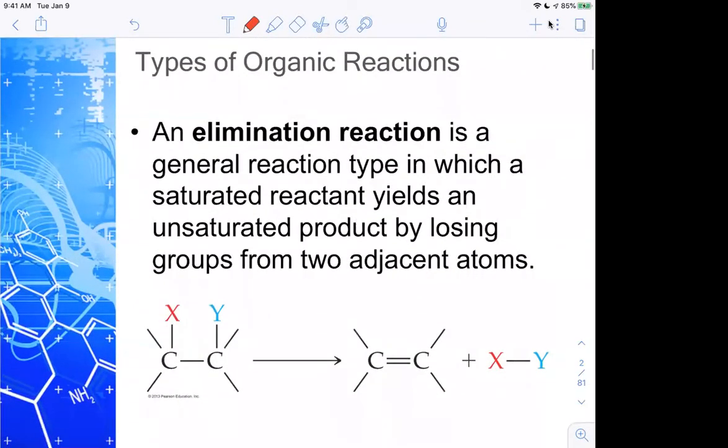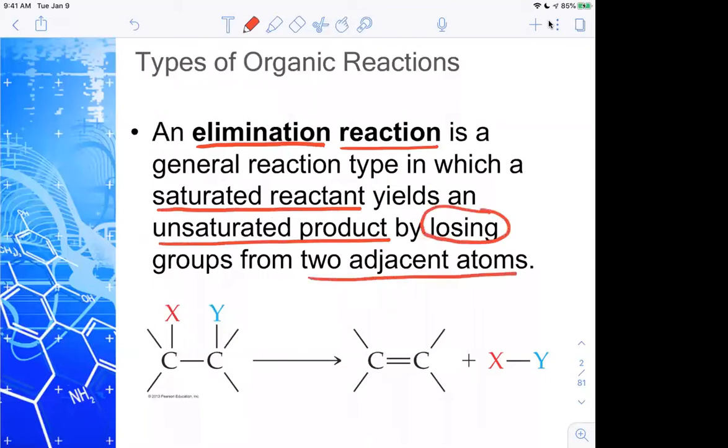There's another type of reaction that we're going to cover in a little bit called an elimination reaction. And this is where I have a saturated reactant that yields an unsaturated product. And this is eliminating or losing groups from 2 adjacent atoms. This is literally the reverse of what we just did.